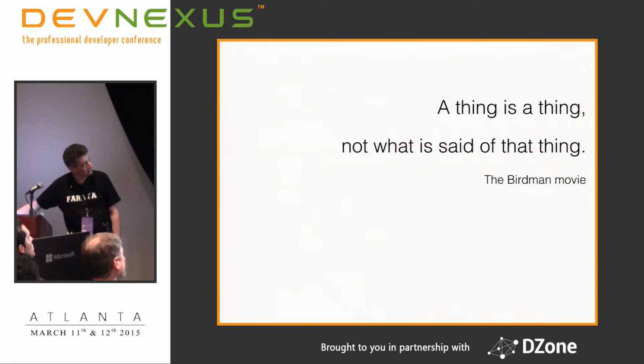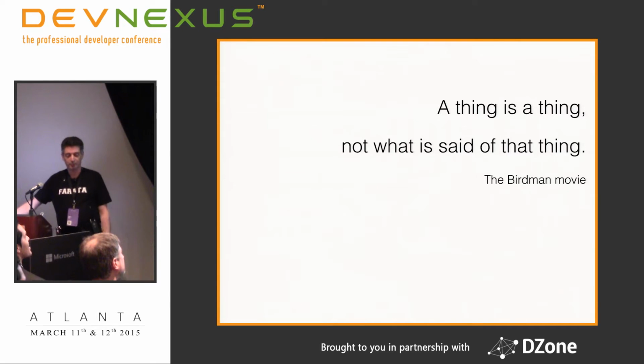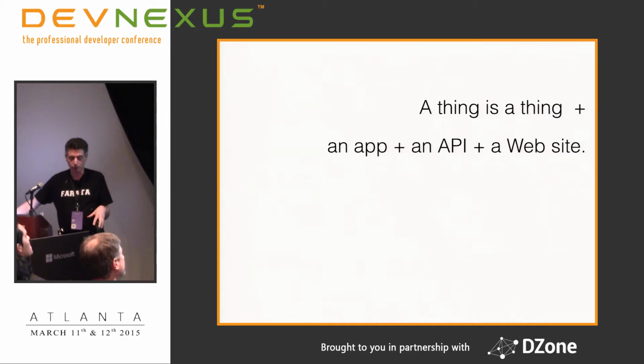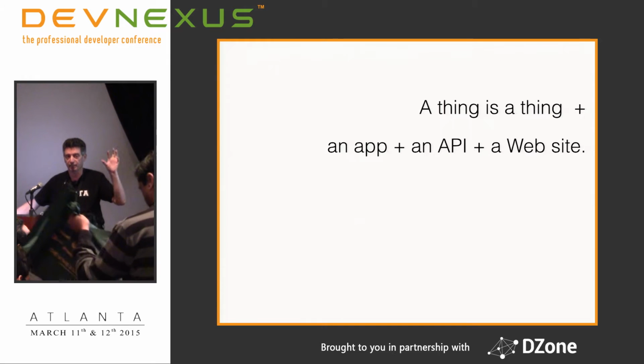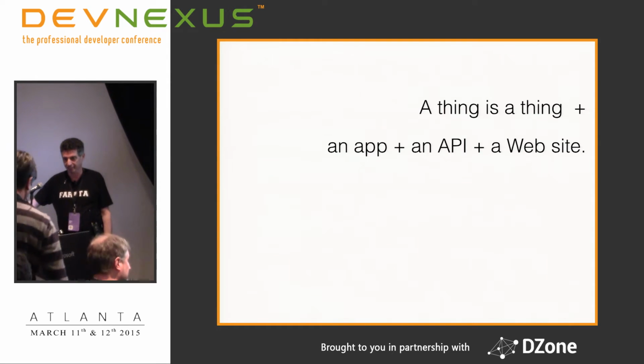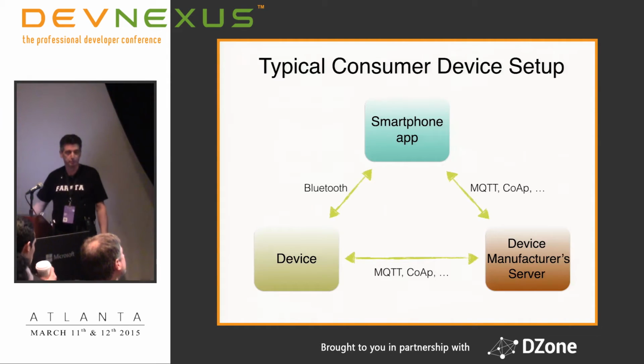Anybody saw that movie, Birdman? "A thing is a thing, not what they think about the thing." I like that quote from there, but in our world, what is a thing? It's a thing, plus an application that comes with the thing, plus an API that you can use, plus a website that they created, the vendor, right? So this is basically a combination of these things, is a thing, in the IoT respect.